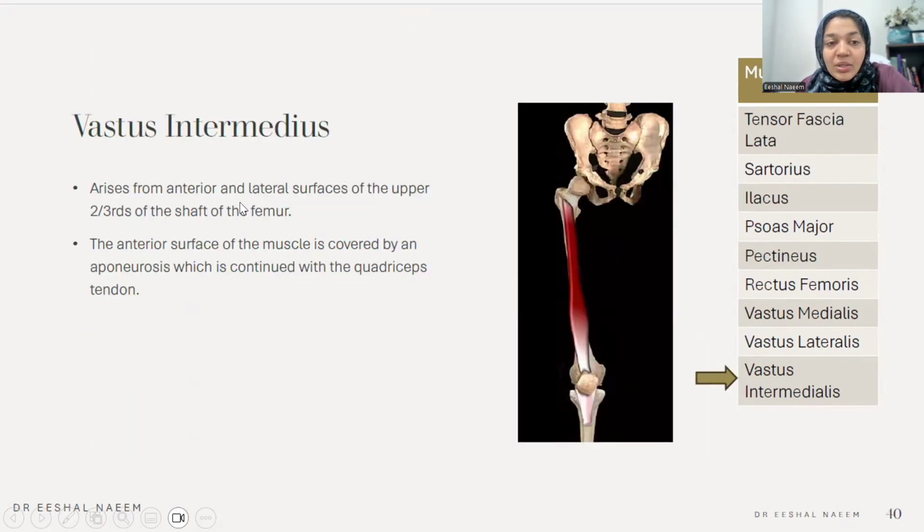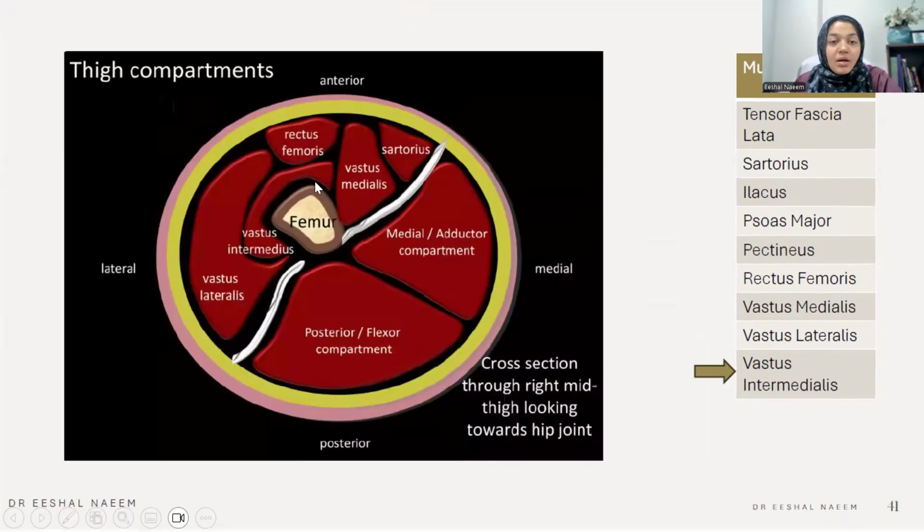The vastus intermedius arises from anterior and lateral surfaces of the upper two-thirds of the shaft of the femur, and the anterior surface of the muscle is covered by an aponeurosis, which is continued with the quadriceps tendon. Here is the vastus intermedius. It's literally anterior to the femur. Rectus is anterior to this muscle. The vastus lateralis is lateral to this muscle.